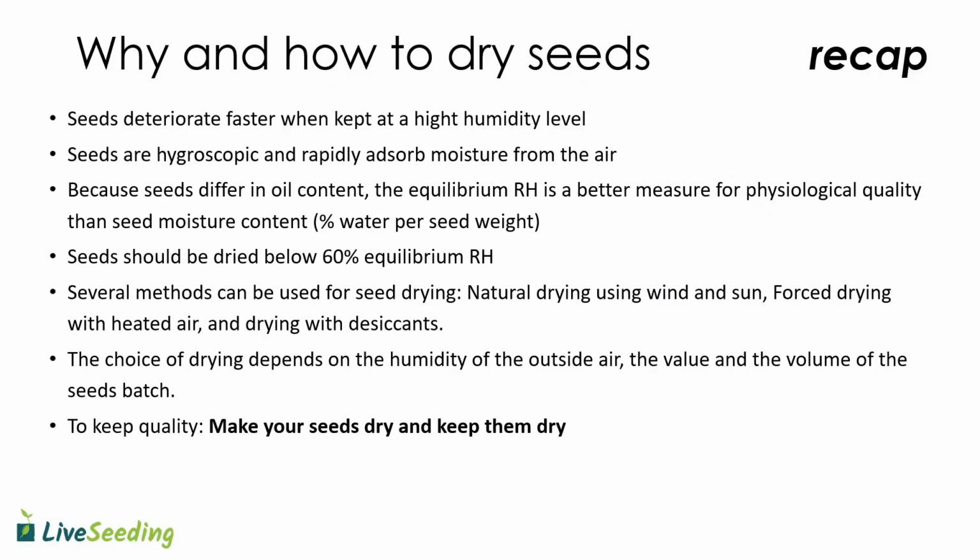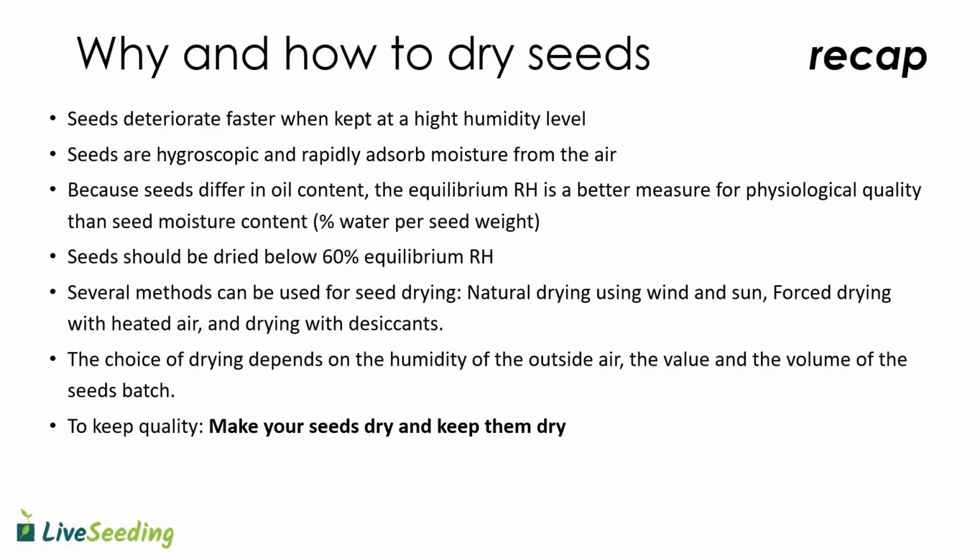Here, to summarize the content from this video. First, seeds deteriorate faster when kept at a high humidity level. Seeds are hygroscopic and rapidly absorb moisture from the air. Because seeds differ in oil content, the equilibrium relative humidity is a better measure for physiological quality than seed moisture content per se. Seeds should be dried to a low level of relative humidity, at least below 60%, but preferably to 30%.